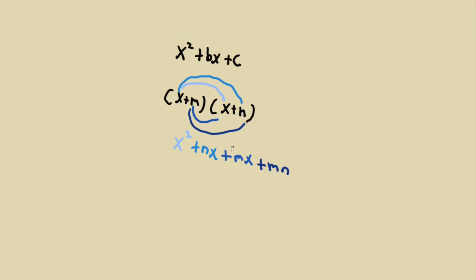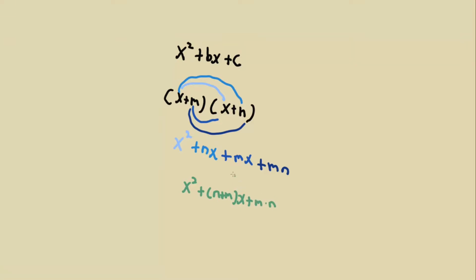There we go. Now we can simplify this right here by factoring it, right? We can make it x times n plus m. Okay, so let's write the final form right here: x squared plus, n plus m, x plus m times n.